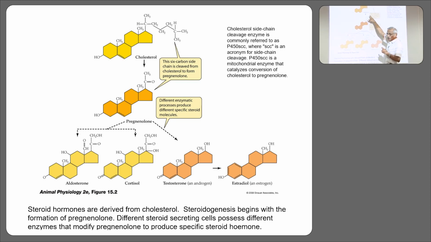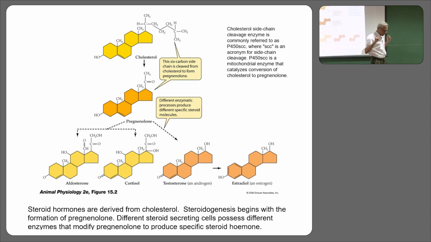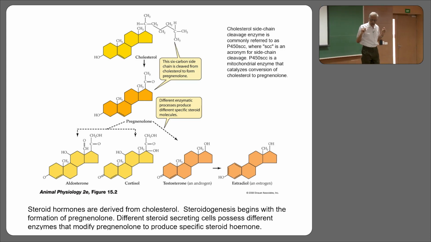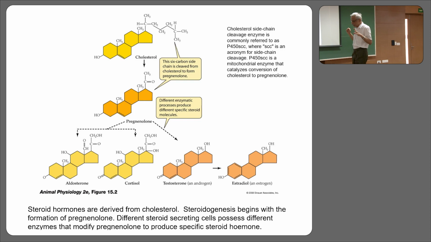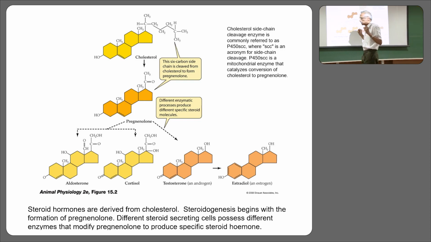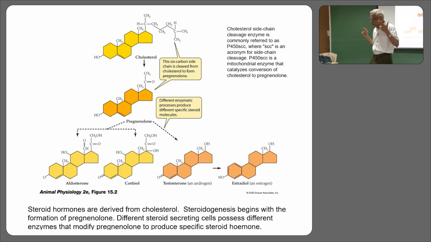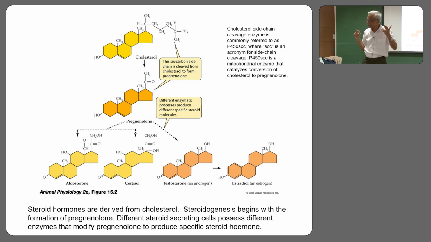So, there are 4 rings there, and then I will call the rest the side chain. That side chain is cut away by an enzyme, and the phenomenon is called side chain cleavage. Cleavage is cutting away. If you cut away the side chain, how many carbon atoms were there originally? Say that again.